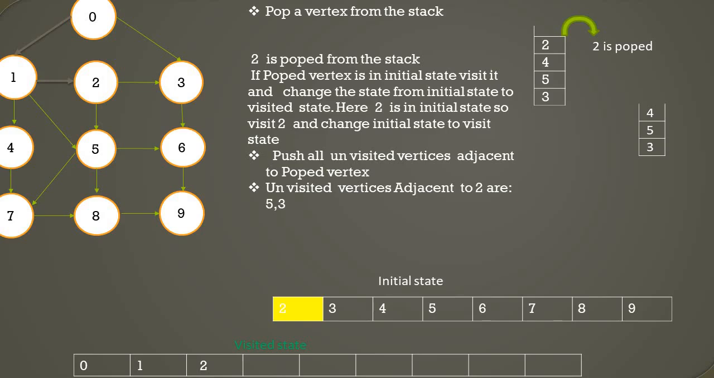Push all the unvisited vertices adjacent to the popped vertex. The unvisited vertices adjacent to 2 are 3, 5, 3. The stack is now 3, 5, 4, 5, 3.